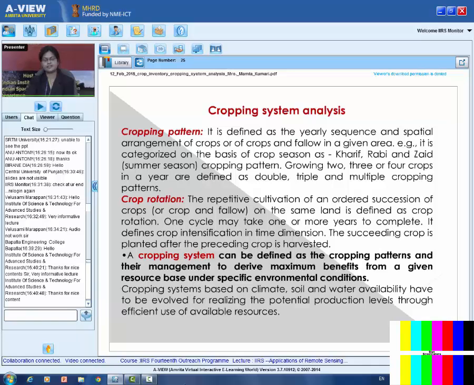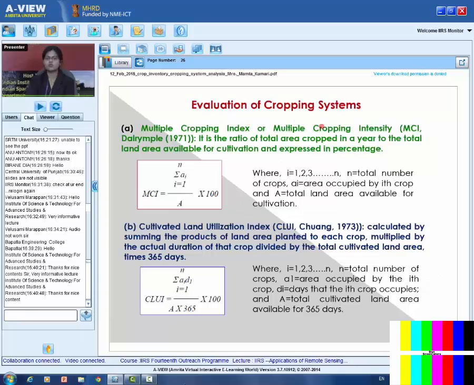Now let us see some remotely sensed derived cropping pattern indices or cropping system indices. Mostly three indices are used. One is multiple cropping index or multiple cropping intensity, MCI, another one is cultivated land utilization index, CLUI, and the third one is area diversity index.